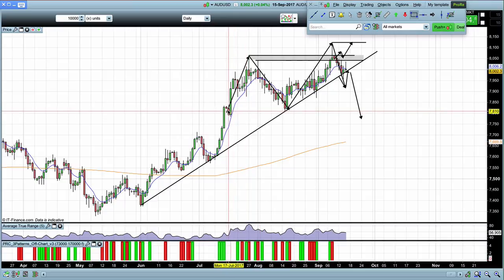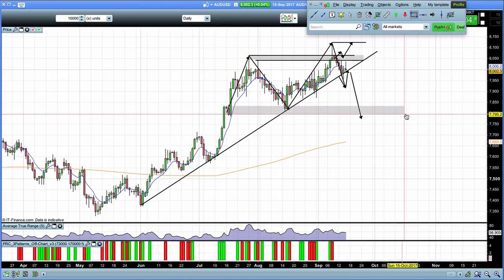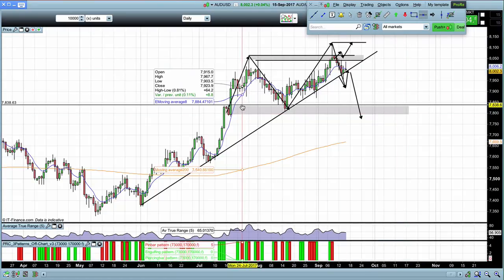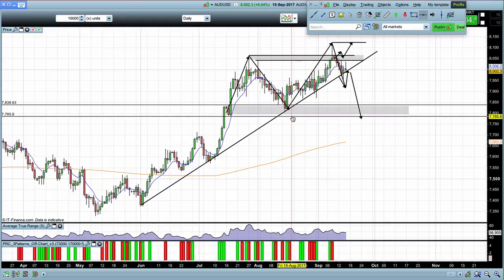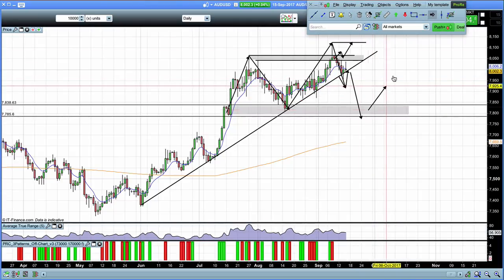So key support would come in once again back down at really these levels right here. Sitting at 7840 down toward, really I'd like to take into account the previous swing here, down towards 7790. And if we come down here, potential for that support, bullish bounces.